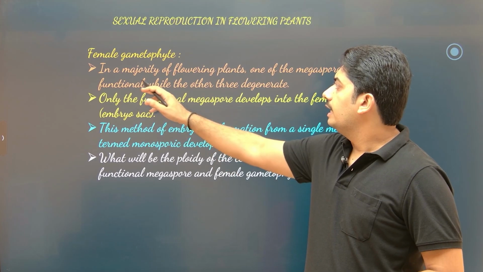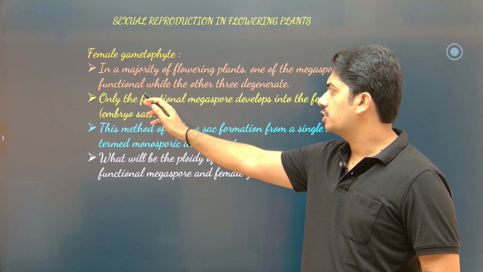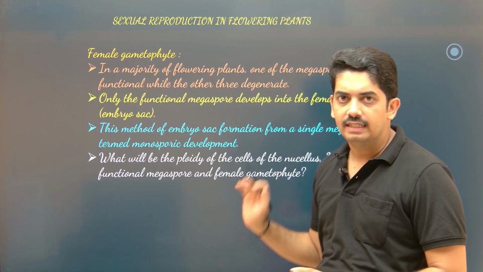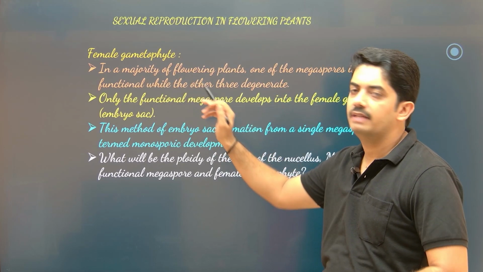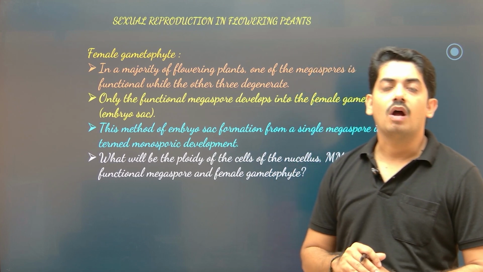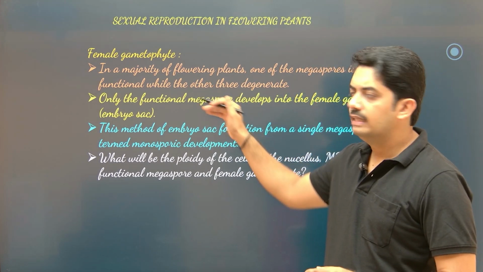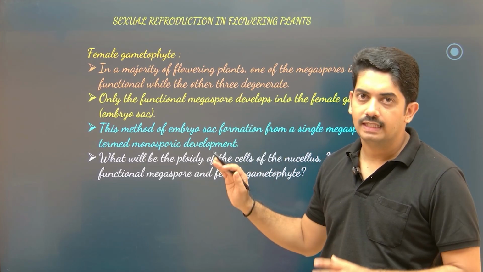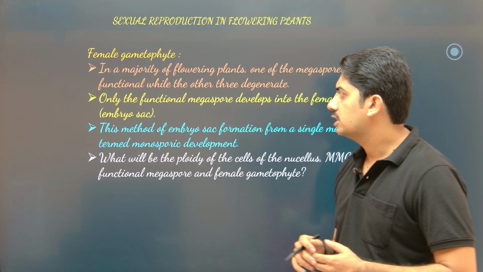Now, in a majority of the flowering plants, one of the megaspores is functional while the other three will degenerate. So if you observe here, in a majority of the flowering plants, they have used this. That means not in all the plants, but in most cases, three will degenerate and one will become the functional megaspore.